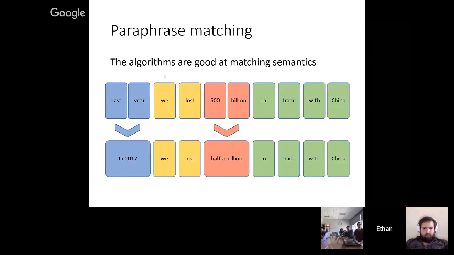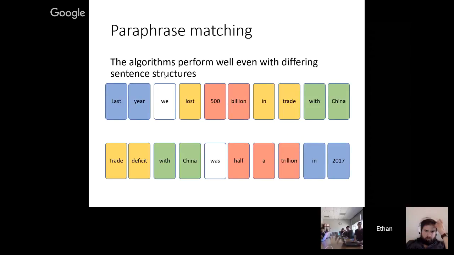So now, as a different example, we're going to use the sentence, "In 2017, we lost $500 billion in trade with China," which I believe is also from the State of the Union. This method, specifically the NLP one, is very good at identifying that "last year in 2017" and "$500 billion" are very similar. And it's even good when we have different sentence structures. So now "trade deficit" is replaced with "lost in trade," which is scattered throughout the sentence. But again, we see that our models do this sort of thing very well.